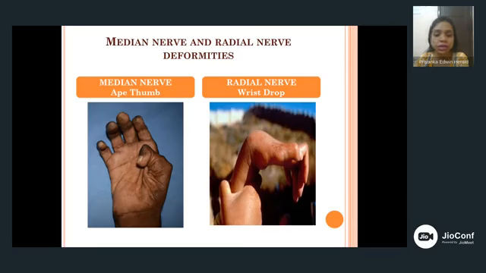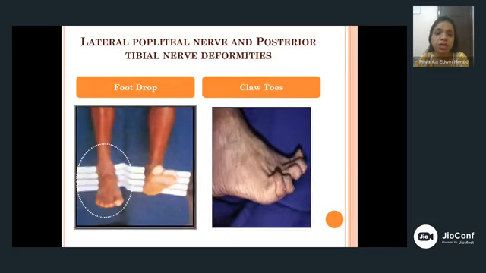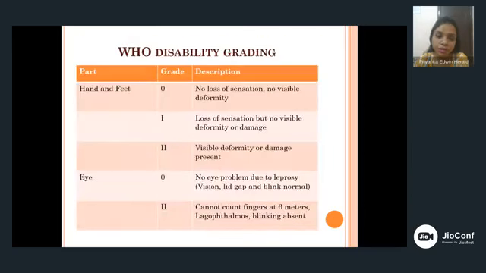Now, next is the median nerve and radial nerve deformity. If only the median nerve is affected, there will be ape thumb deformity, and if the radial nerve is affected, there will be wrist drop. Now, if the lateral popliteal nerve is affected, there will be foot drop in the patient. And if the posterior tibial nerve is affected, there will be claw toes. Claw toes look like this.